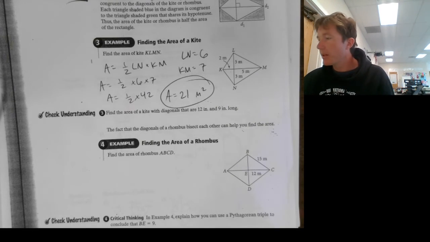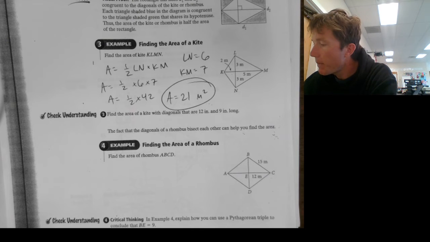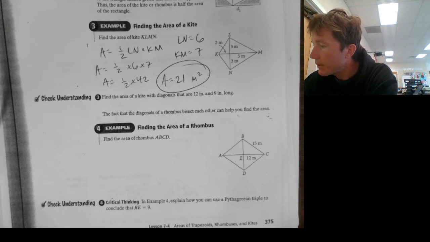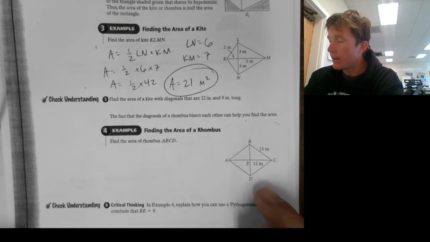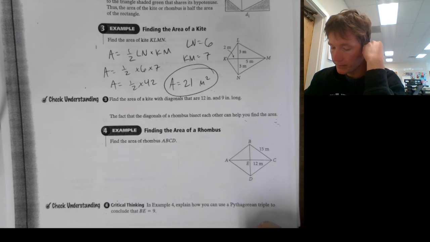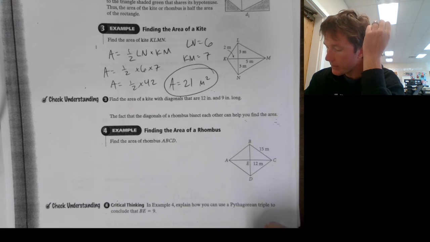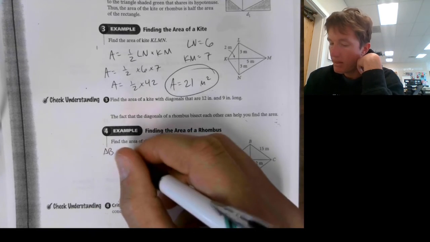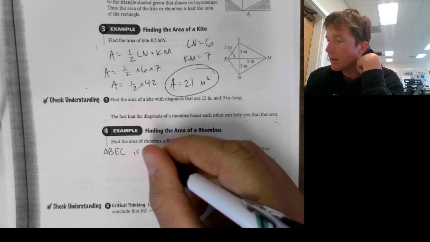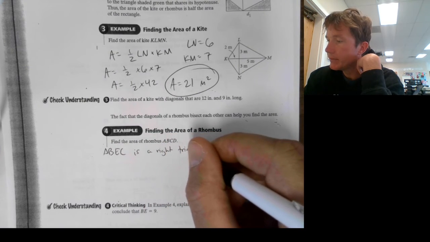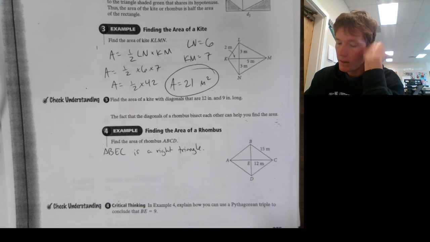The fact that diagonals of a rhombus bisect each other can help you find the area. We want to find the area of the rhombus here. Okay, so the diagonals are bisecting each other. In a rhombus, that means that they cut each other in half. So what we're going to do here is we're going to use the fact that BEC is a right triangle. We're going to use the Pythagorean Theorem to solve for BE.